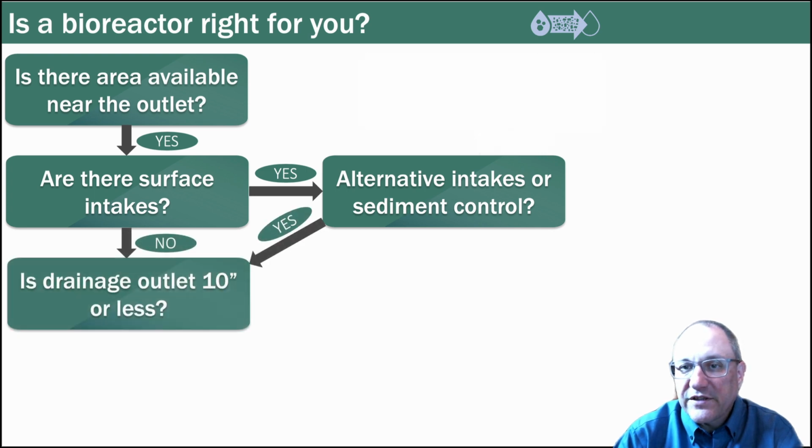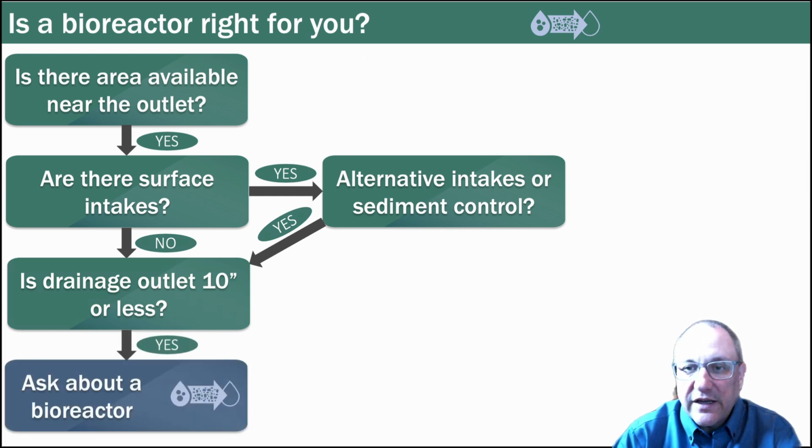If there are no surface intakes or alternative intakes or other measures are used to control sediment, then the next question is whether the drainage outlet is 10 inches or less. Because of the capacity limitations in the NRCS Conservation Practice Standard, this is the range most likely to work with a traditionally sized bioreactor. And so this would be a good site to then consider for a bioreactor.